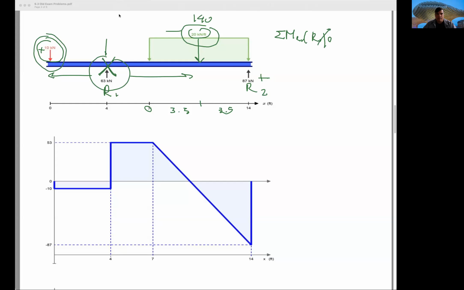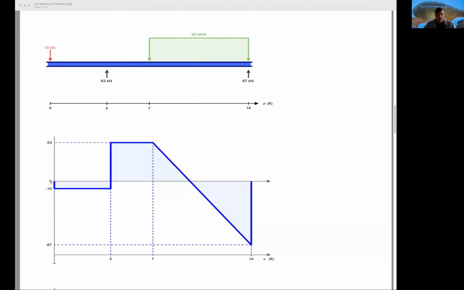Well, be careful. After we have the reactions, the diagram is quite easy. As you know, we go down 10, go up 63, and then to 53. Nothing happens. We have an inclined line. And when we have this inclined line, remember, we have a new value to calculate in the moment diagram. And we will do that now.